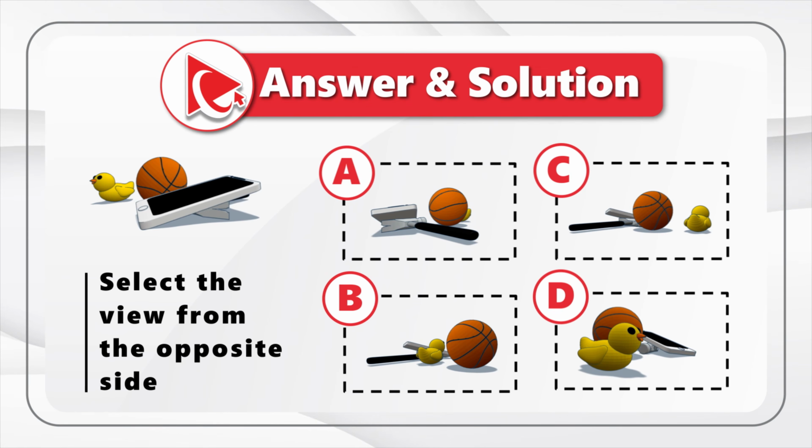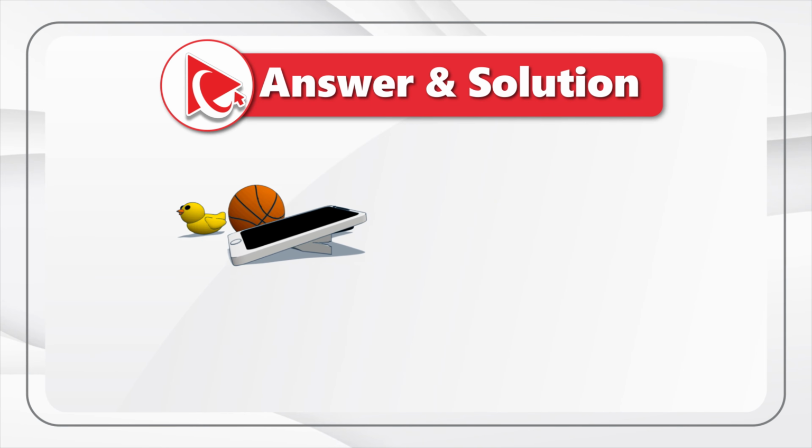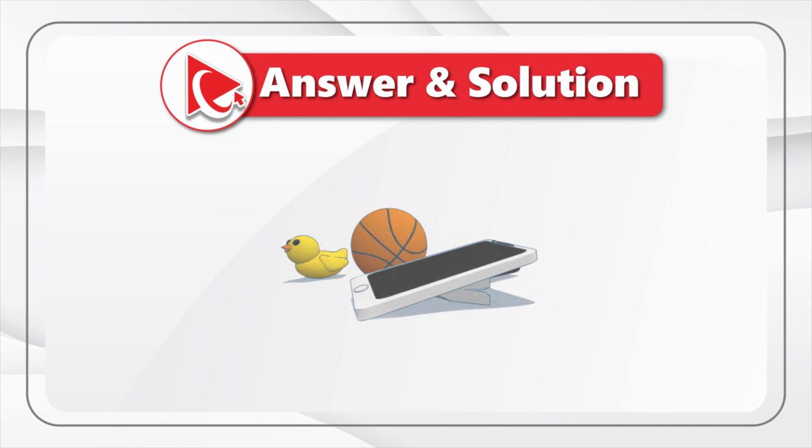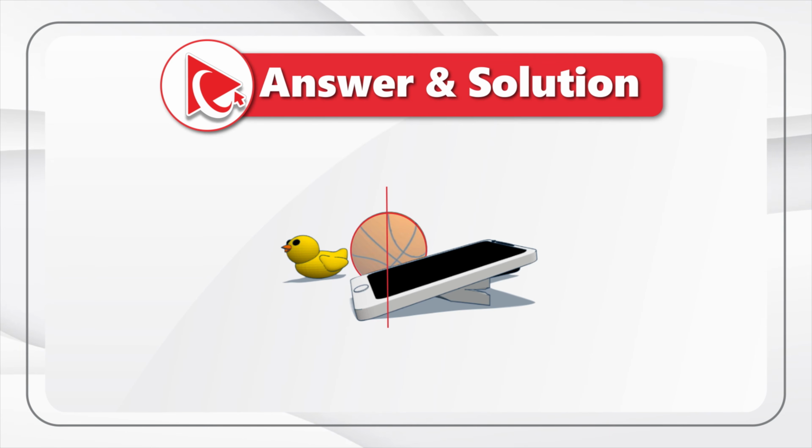If your answer to this question was choice C, you answered it correctly. There are 4 objects on the original 3-dimensional image. We have a duck, we have a basketball, we have a smartphone, and we have a hammer, which is barely noticeable on the original picture. And the easiest way to solve this challenge is to select one object and track it on the opposite side. I selected a duck, but you can as well select a hammer or a smartphone. It is a little bit harder with the ball because it's in the middle and it's a symmetrical object.